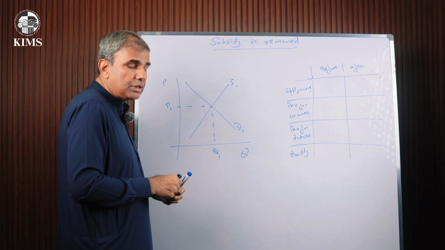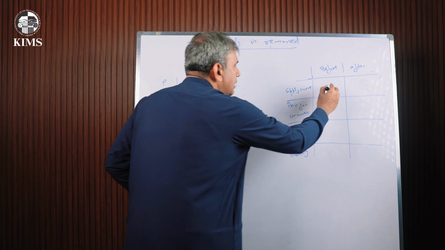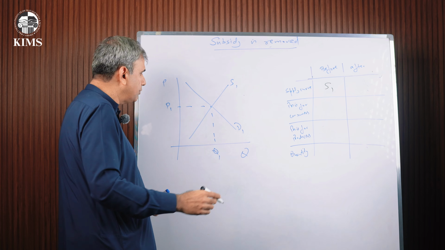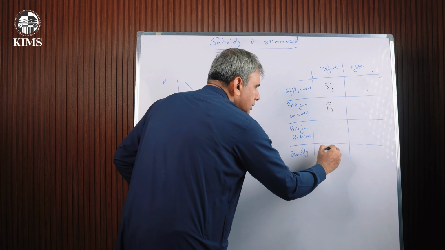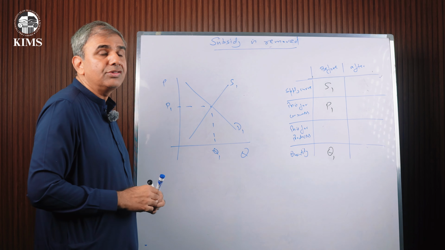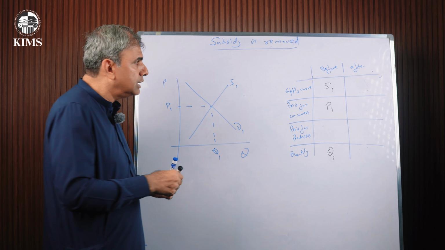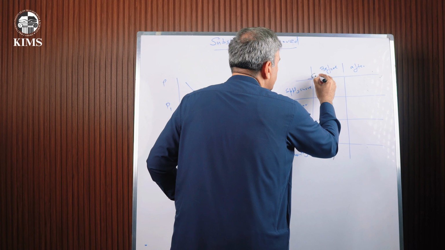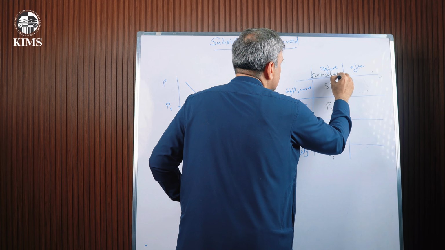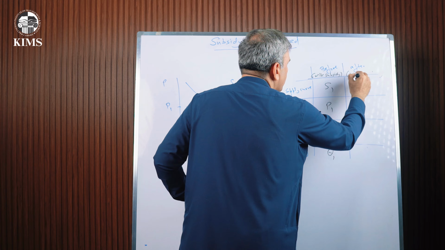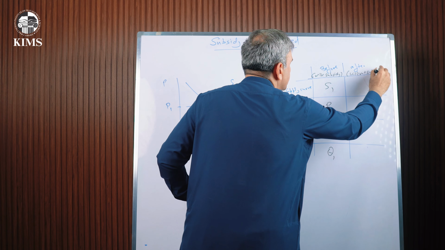So the supply curve before the removal of subsidy was S1, price for the consumer was P1, and the quantity was Q1. Now this price is with the subsidy because it is before the removal of subsidy. So it is with subsidy. And we will of course discuss what will happen without subsidy.